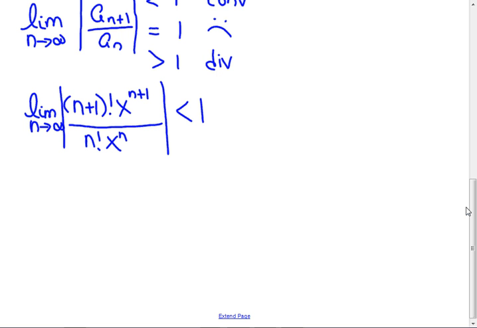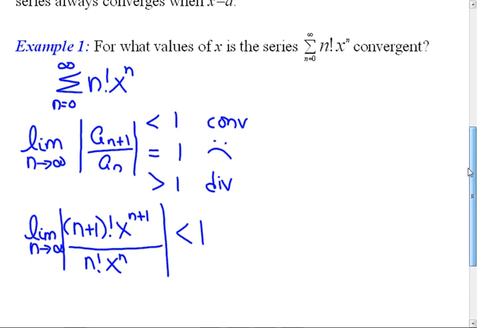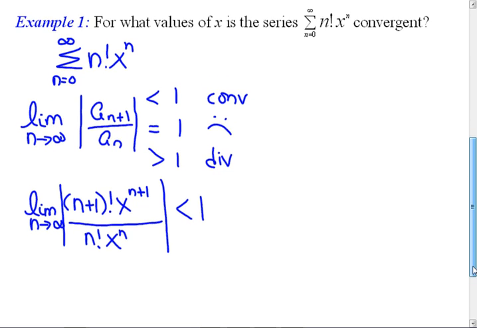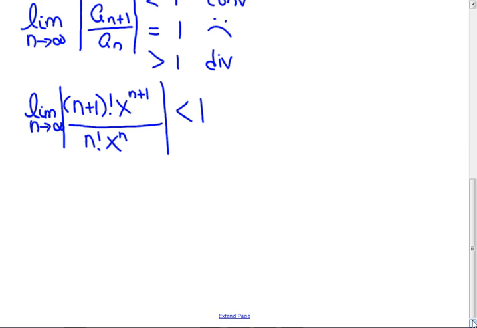Will it converge if x is 0, by the way? If you put in 0 here, what's 0 times n factorial? 0. Yes, it does. 0 factorial is 1, but x to the n is going to be 0. Okay, so let's do this.